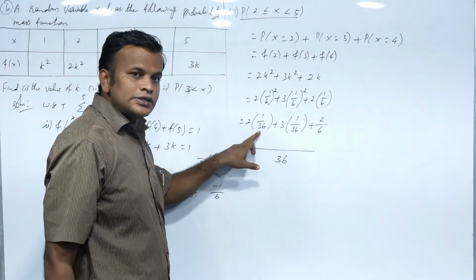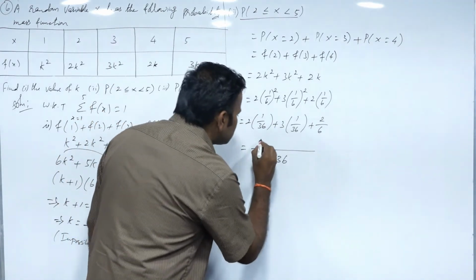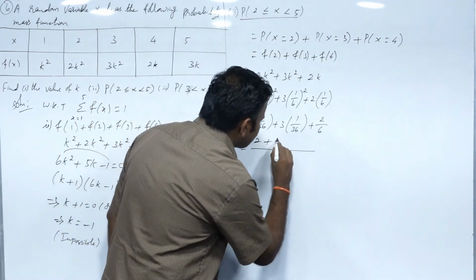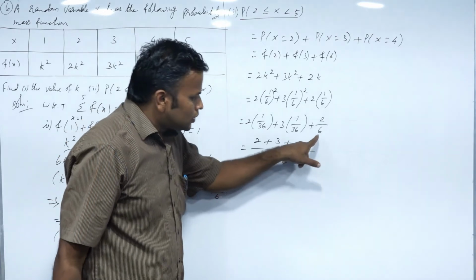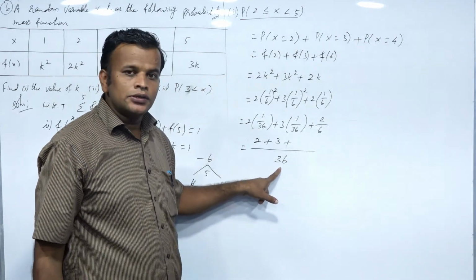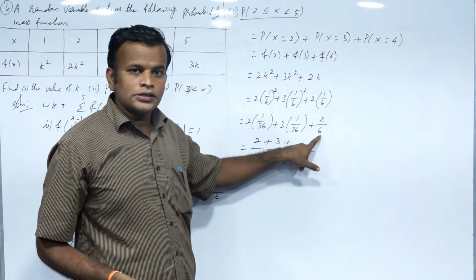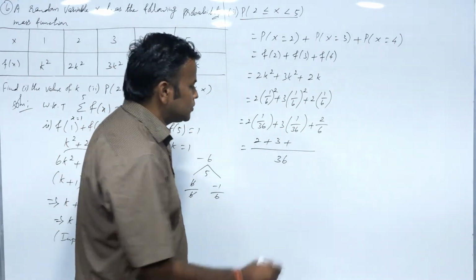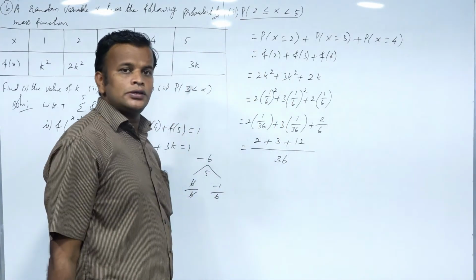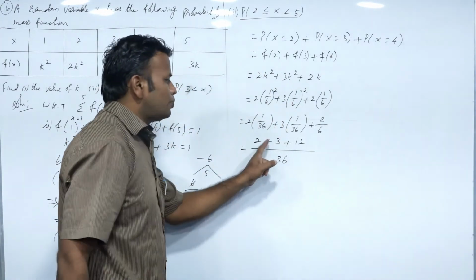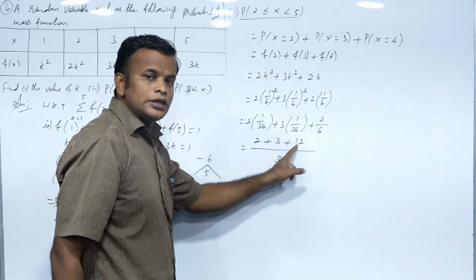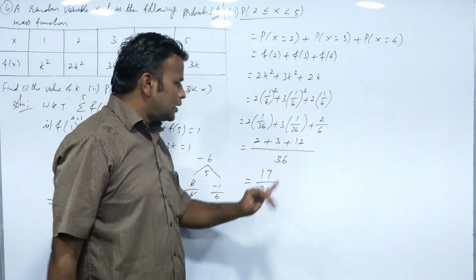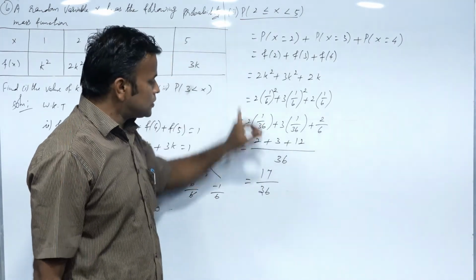The first term already has 36, so we just write the numerator. 2 ones are 2. Plus, the second already has 36, 3 ones are 3. Plus, the denominator is 6, but our LCM is 36. So you multiply 6 by 6, we get 36. So the required multiple of 6 is multiplied into the numerator. 6 times 2 is 12. So you write 12. So what is the total value? 2 plus 3 is 5, plus 12 is 17. So 17 by 36 is the required probability value of the second solution.